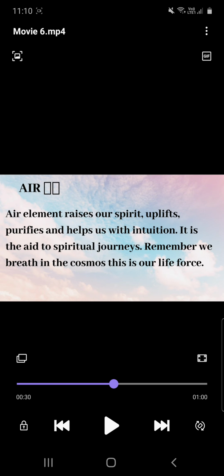Now, it's really important to remember that when we breathe in, we are actually breathing in cosmos. Like the life force energy itself, we are breathing it in and breathing it out. So please remember this.